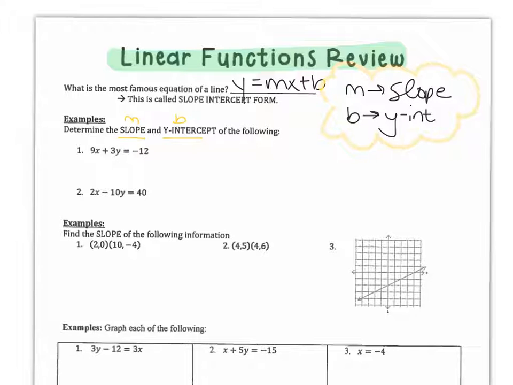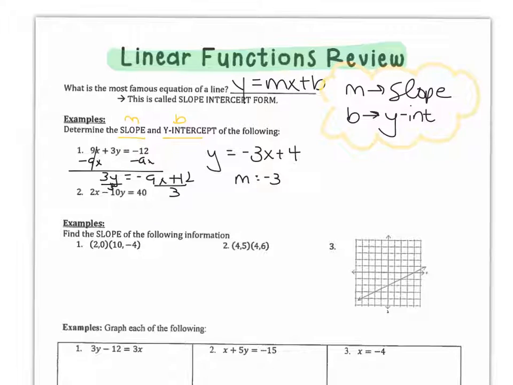of the following. So if I look at number 1, the first thing I have to do is get y by itself. So I'm going to subtract 9x on both sides. So I have 3y is equal to negative 9x plus 12. I'm now going to divide by 3. So y equals negative 3x plus 4. So m equals negative 3, b equals 4.